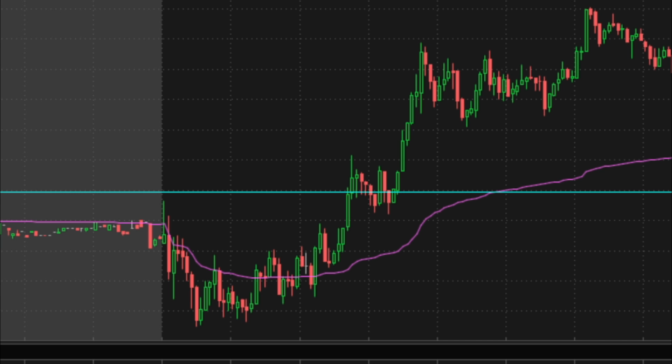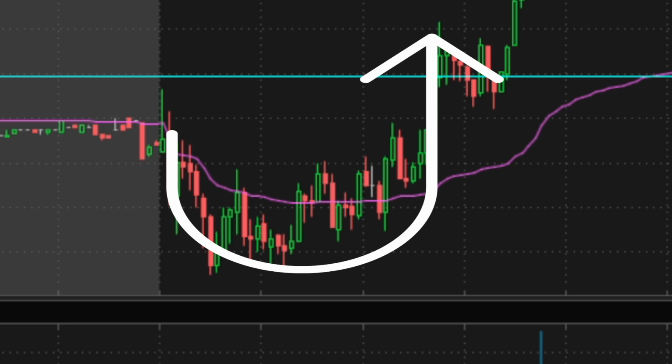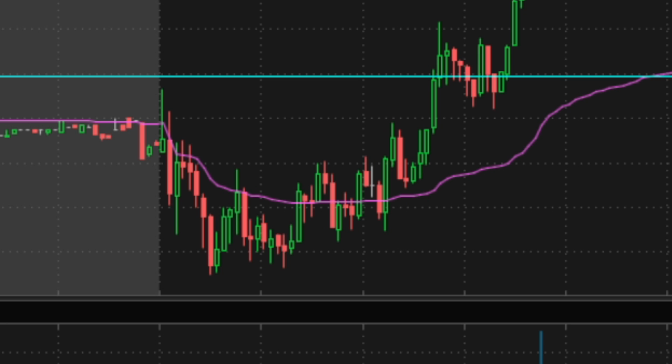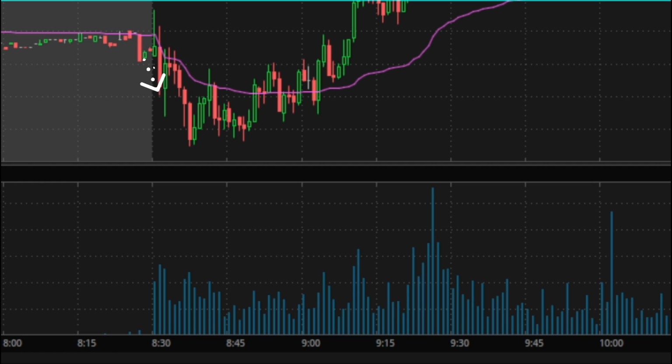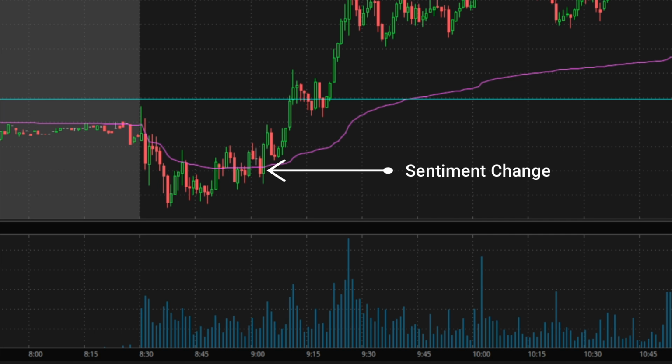And so again, you can see that opening U-shaped bull pattern here, and you can see the first thing that we talked about in that intro is the VWAP being a neutral level. So you can see when AMC opens up, it maintains below the VWAP area. So it's not neutral, it's below the VWAP area. And when it starts to push above that area, that's when the sentiment starts to change.